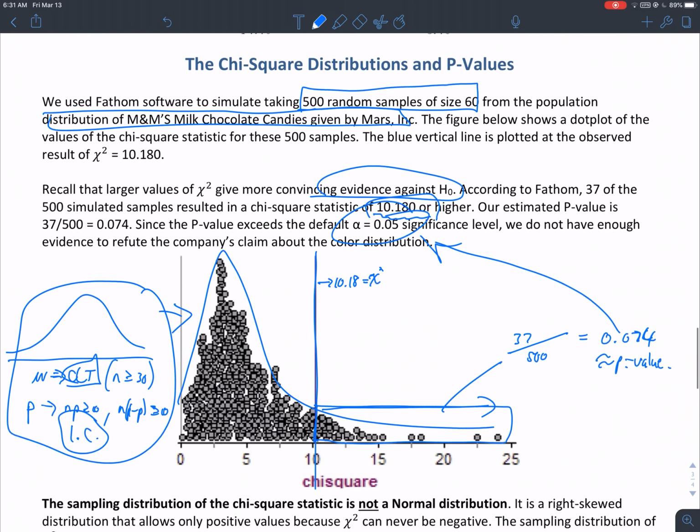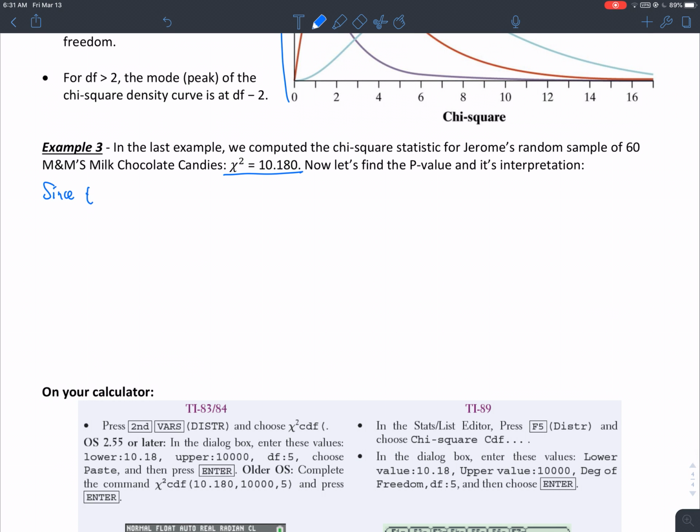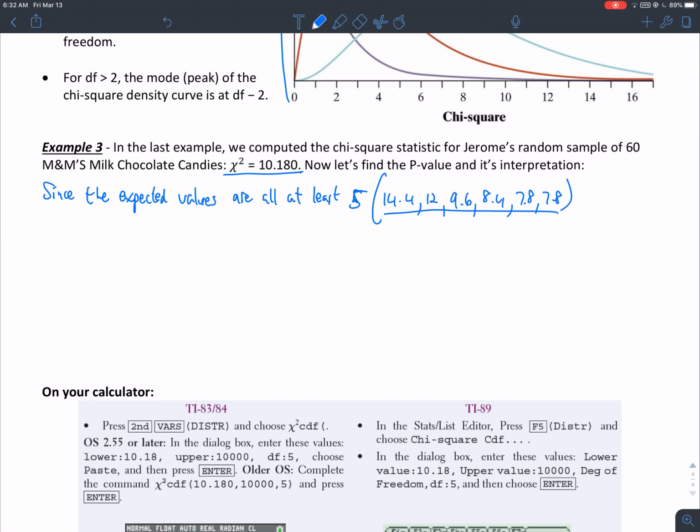You'd have to say, since the expected values are all at least 5, and then list them in parentheses. Here are all the expected values: 14.4, 12, 9.6, 8.4, 7.8, and 7.8. So you're proving right here that all the expected values are at least 5.